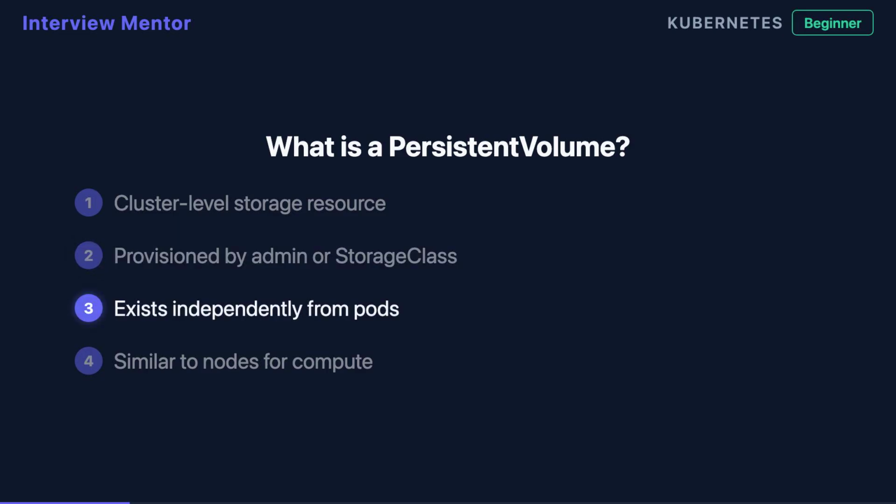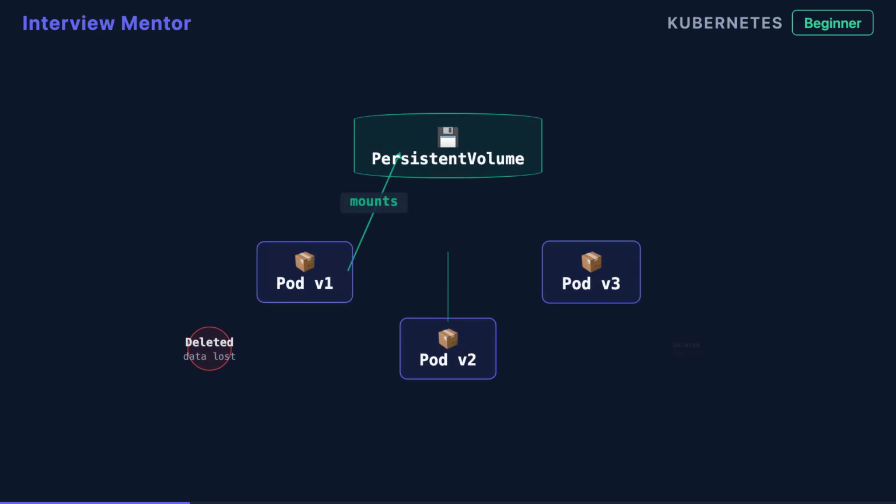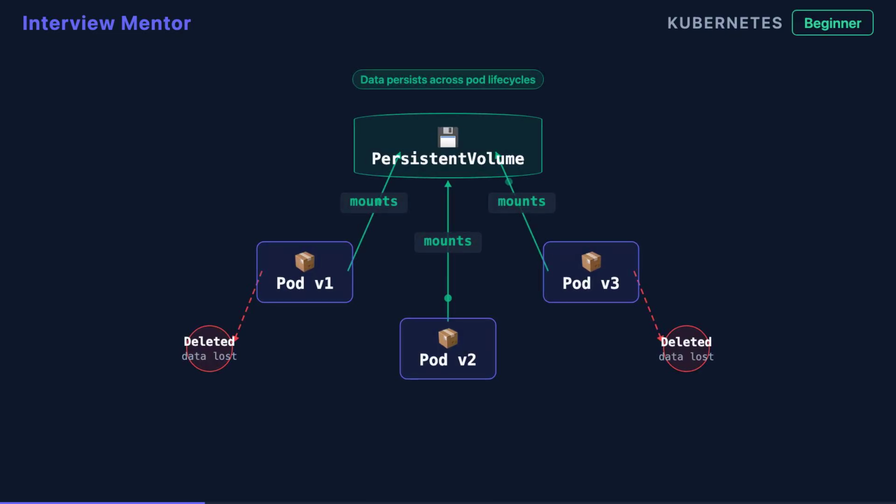Think of it as a piece of storage infrastructure that exists independently from any individual pod, similar to how a node is a compute resource that's managed at the cluster level. The key characteristic of a persistent volume is that it has a lifecycle completely independent of pods. When a pod is deleted or crashes, the PV remains intact with all its data. This is fundamentally different from regular volumes, which are tied to pod lifecycles and disappear when the pod does. This persistence is critical for stateful applications like databases.